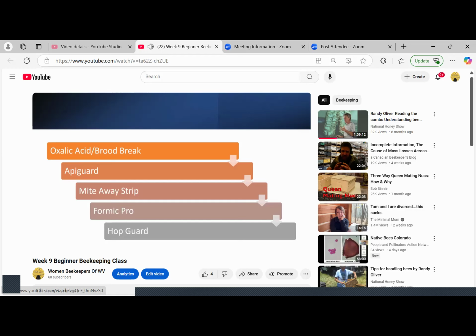And that goes along with it. And then Formic Pro, which is a Mite Away strip, is just the new and improved. And then Hop Guard, which I wouldn't give you a penny for. I lost a lot of hives on a job that I did because of Hop Guard.